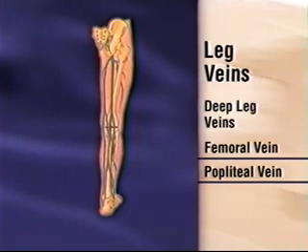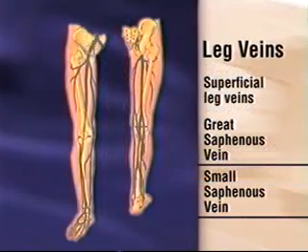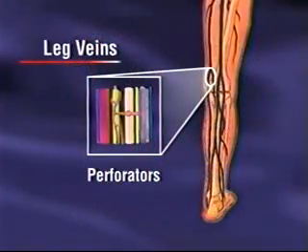The legs have three types of veins. Deep leg veins, such as the femoral and popliteal veins, conduct most of the venous return and have the same names as the arteries they accompany. Superficial leg veins include the great saphenous vein, which runs from the foot to the groin on the inside of the leg, and the small saphenous vein, which runs from the foot to the knee on the outside. Perforators are veins that join the great saphenous vein with the deep veins on the medial side of the calf.